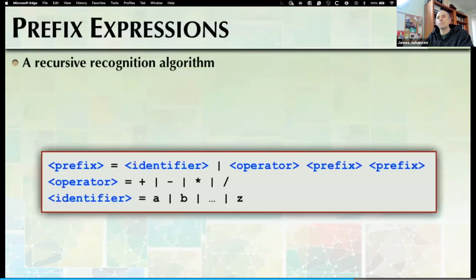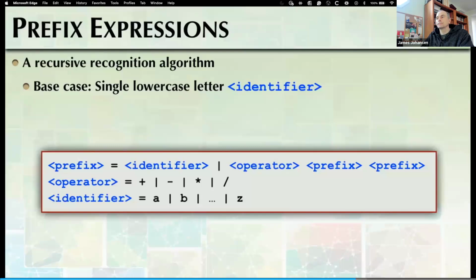So let's look at how we can recognize a prefix expression. Once we've recognized it, we can look at evaluating it. In this lecture, we're just going to look at a recursive algorithm to recognize prefix expressions. Here's a grammar for our prefix expression. A prefix expression can be a single identifier, such as A, B, C, D, some character that represents a variable, or a prefix expression can be an operator, which is plus, minus, multiplication, or division, followed by two prefix expressions. The prefix expressions can either be identifiers or other prefix expressions.